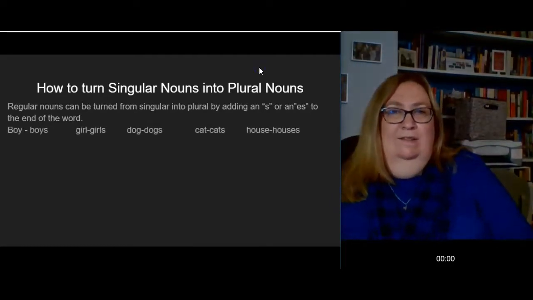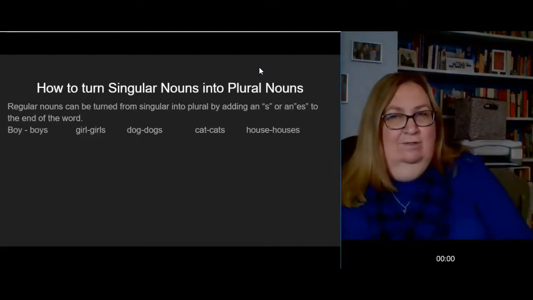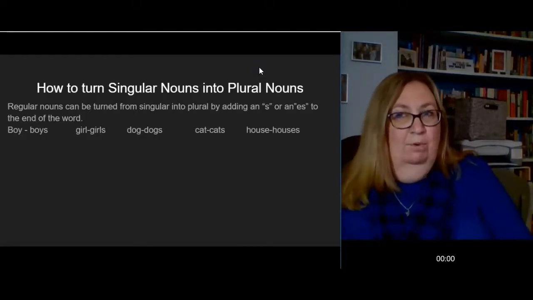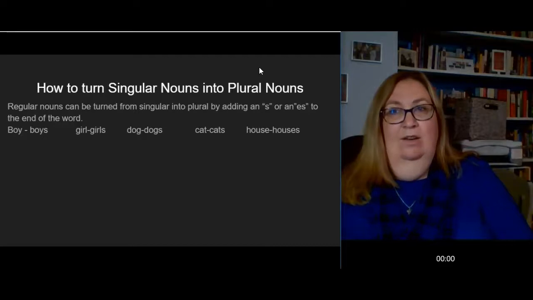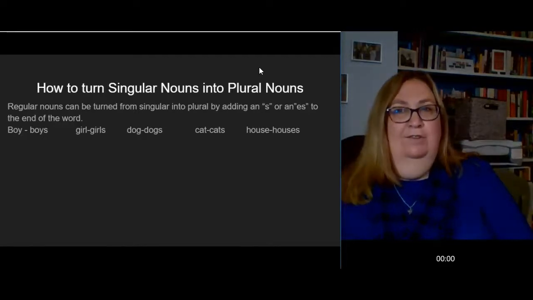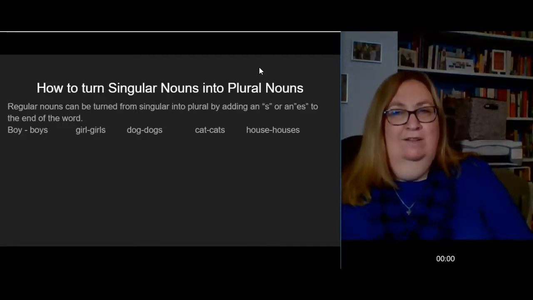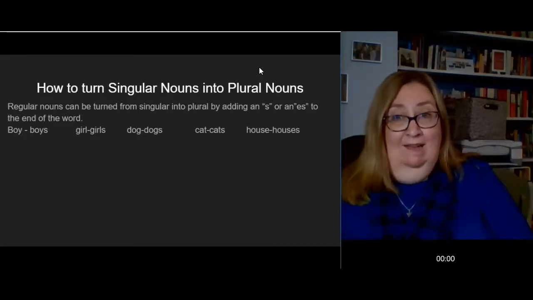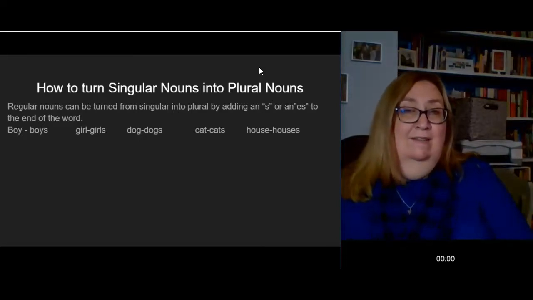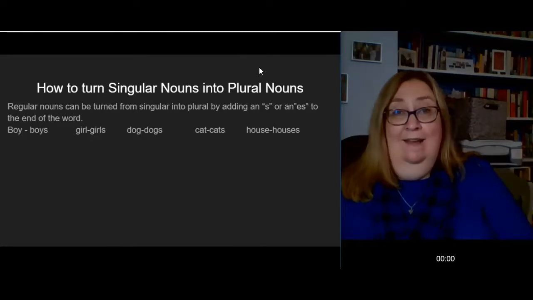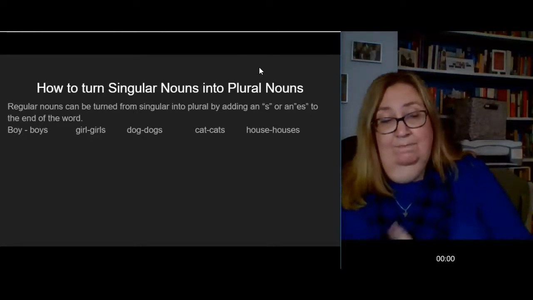Well, let's look at these that just add an S. One boy, many boys. I just added an S. One girl, many girls. One dog, many dogs. One cat, many cats. One house, it ends in an E already. I just need to add an S to have many houses.